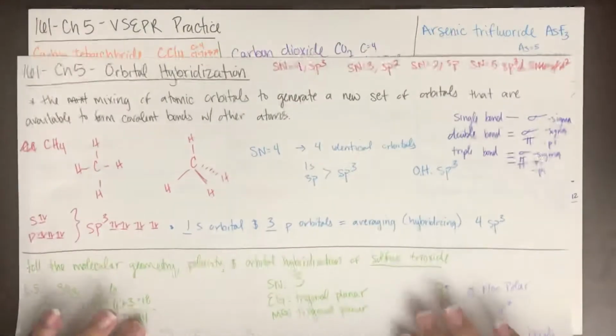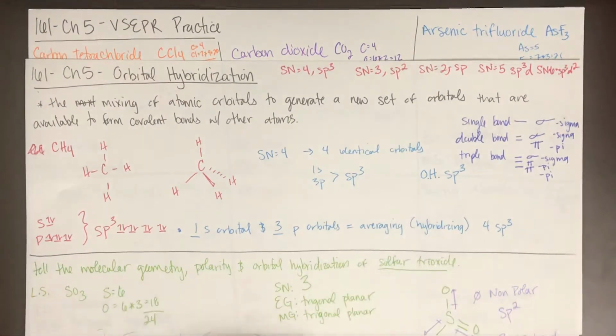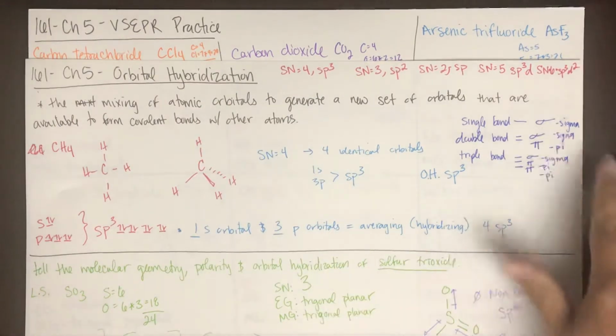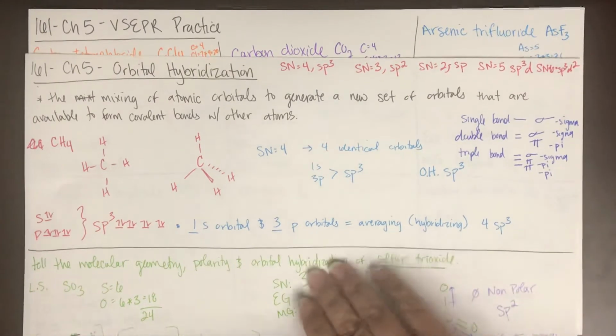Okay, so let's do some more practice with orbital hybridization. What we're doing is we're going to go back to this VSEPR practice where we looked at these six structures for molecular geometry, and we're going to assign orbital hybridization to each and tell how many sigma and pi bonds there are for each.